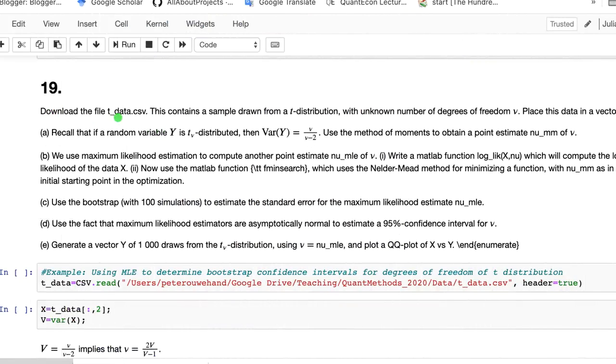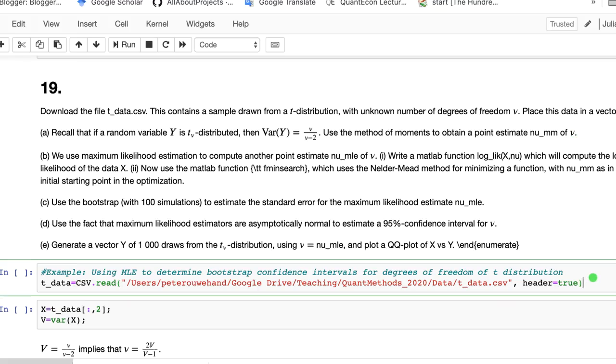Download the file tdata.csv. It contains a sample drawn from a t-distribution with an unknown number of degrees of freedom nu. Place this data in a vector x. Recall that if a variable y is t nu distributed, then the variance of y is given as nu divided by nu minus 2. Use the method of moments to obtain a point estimate nu mm of nu.